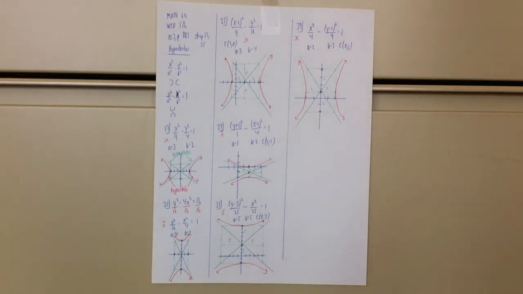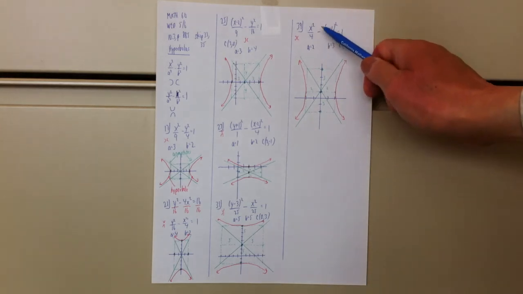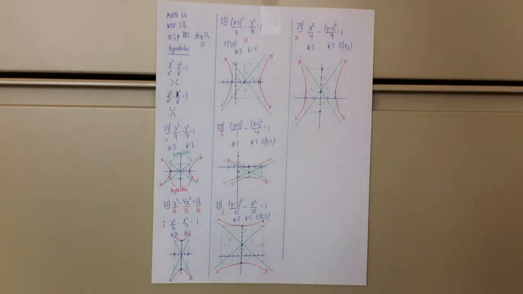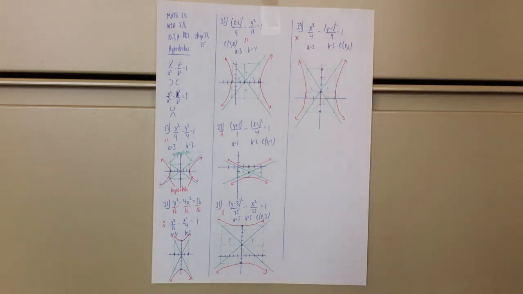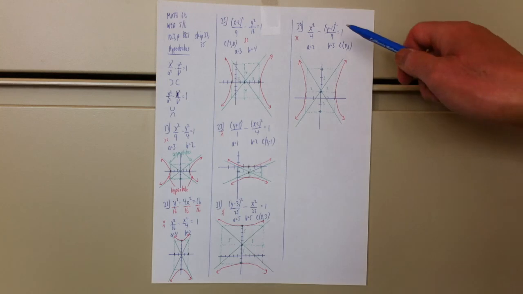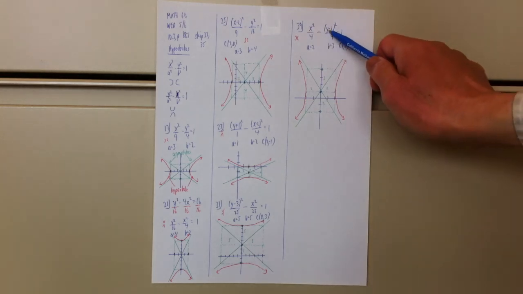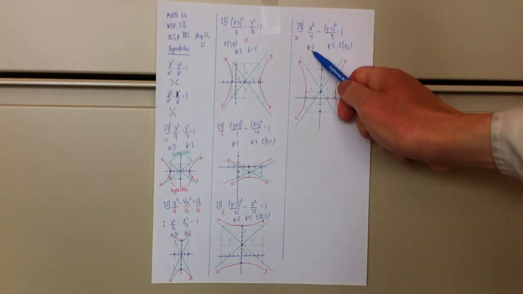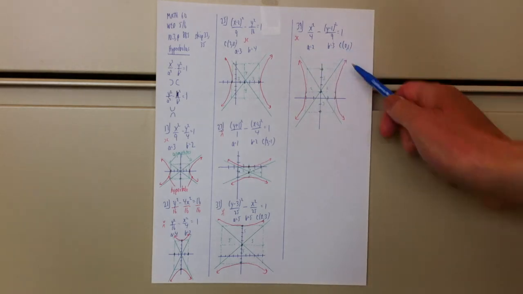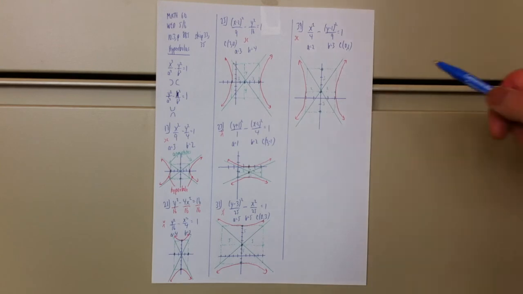Here's one more, problem 39. x squared over 4 minus (y minus 1) squared over 9 equals 1. x is positive, y is negative, so I know it's going to be the horizontal type of hyperbola. So the center is (0, 1). Remember, change this sign here. A is the square root of 4, which is 2. B is the square root of 9, which is 3. So the center is (0, 1).